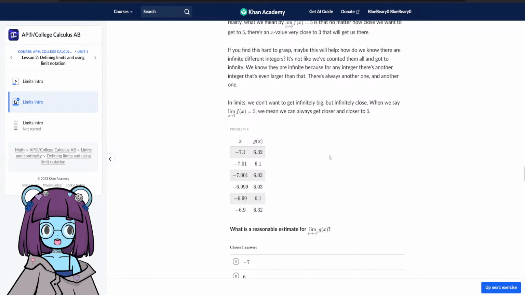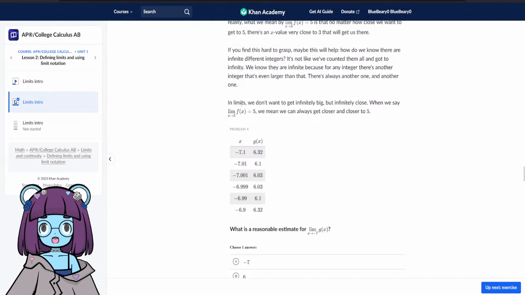Alright, so I got a warning that says something like audio bitrate stream. Is my audio okay? Is everything okay? I will keep going.